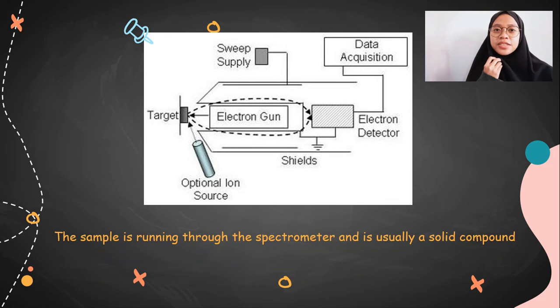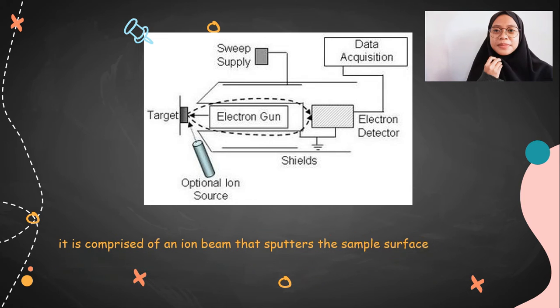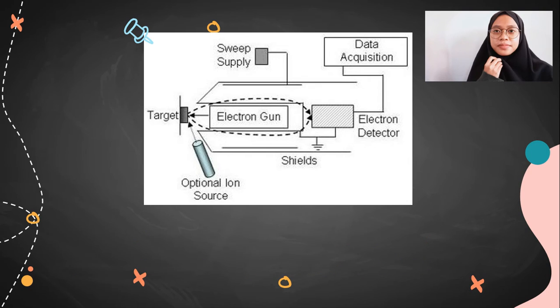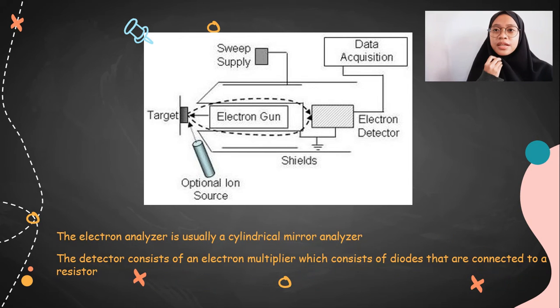The sample is run through the spectrometer and is usually a solid compound. The sample moves through an electron gun/optical ion source. It is comprised of an ion beam that sputters the sample surface. Secondary electrons are produced in this step. The data is processed by displaying different peaks of each source. The electron analyzer is usually a cylindrical mirror analyzer. The detector consists of an electron multiplier, which consists of diodes that are connected to a resistor.